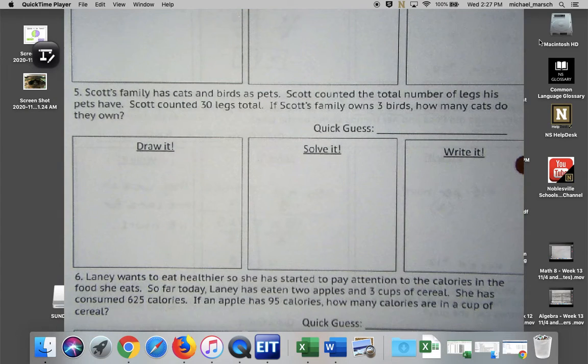Scott's family has cats and birds as pets. Scott counted the total number of legs his pets have. Scott counted 30 legs total.